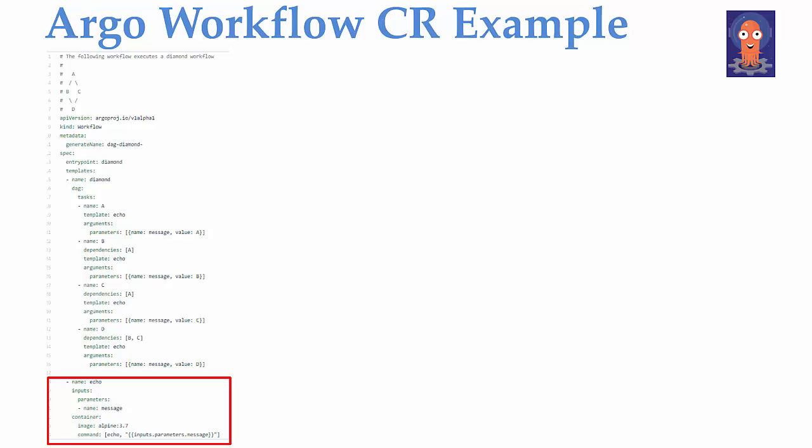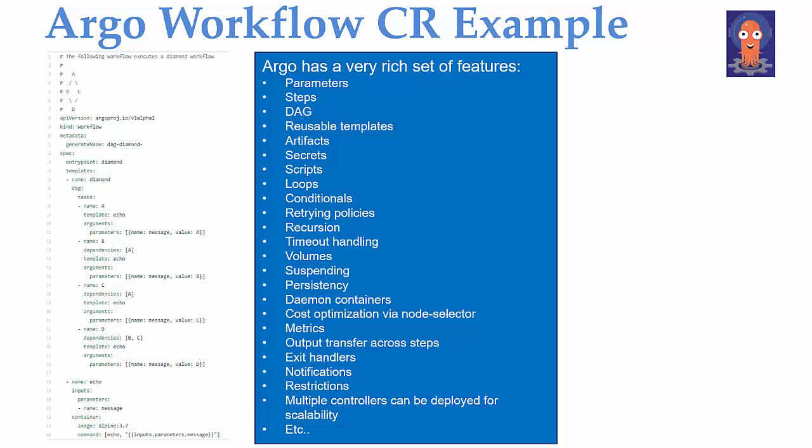So when we execute this workflow, we are going to see A, B, C, D, basically, in that order of dependencies. Everything in Argo, which is executed as a task, is actually a container executed as a pod in Kubernetes and natively orchestrated by Kubernetes. Now, Argo has a very rich set of features.